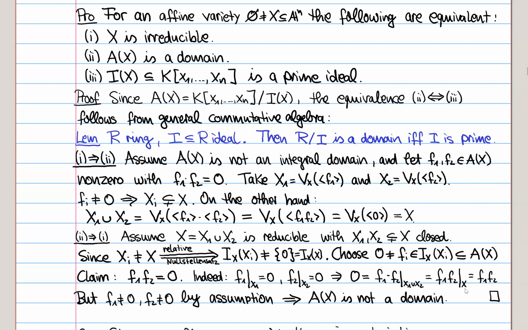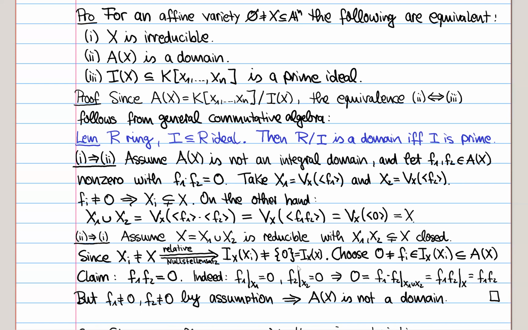But then, restricting to the entire domain just doesn't do anything. So zero is equal to F1 times F2. And on the other hand, we have chosen the Fi to be non-zero. And so indeed, we have demonstrated AX is not a domain. So in this proof, we mostly followed the path of least resistance. We just plugged in the definitions. And the one thing where you had to have one input was that the fact that these are really proper subsets means that their ideal is not the zero ideal.